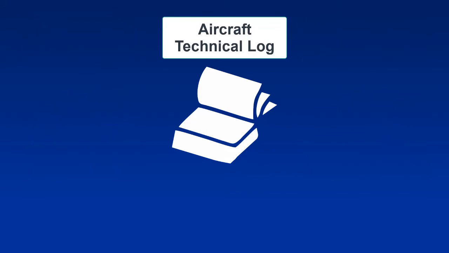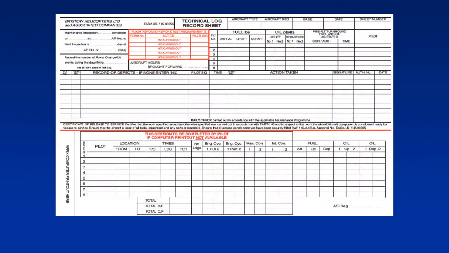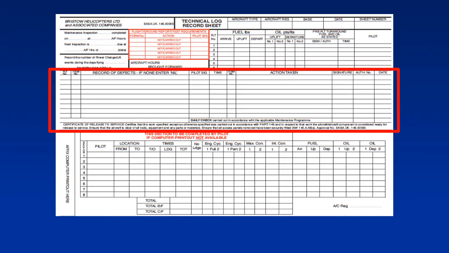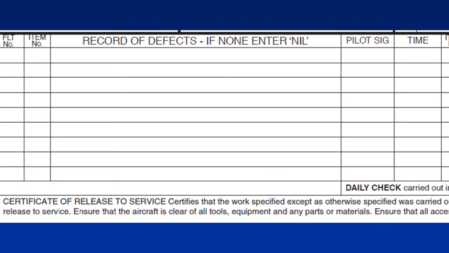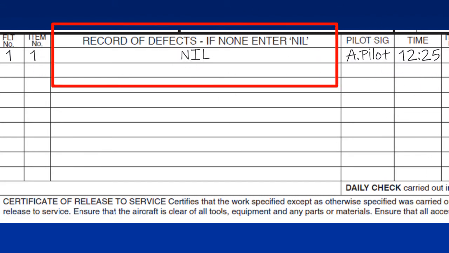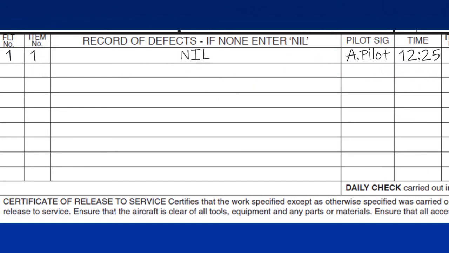Let's focus on the technical log. Here is the main page. We'll just look for now at the section that handles defects. Normally, when a flight has been completed without any defects, on their return to base, the captain would annotate nil in this box. Signing with the time completes the entry.